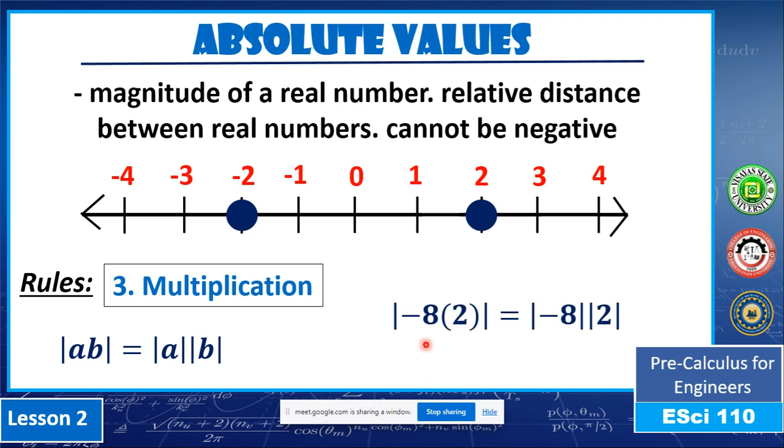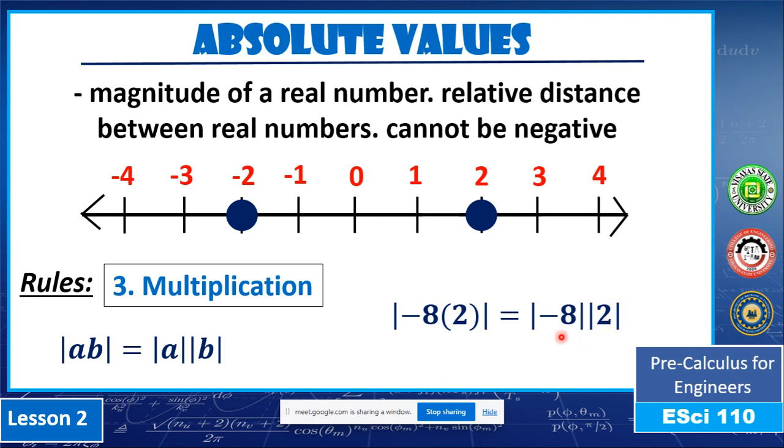So, absolute value of A times absolute value of B. Let's say we have an example here, absolute value of the product of negative 8 and 2. We can write this as the product of the absolute value of negative 8 and the absolute value of 2. Wala tayong problema dito kasi 2 is already a positive number. Therefore, its absolute value is still the same.